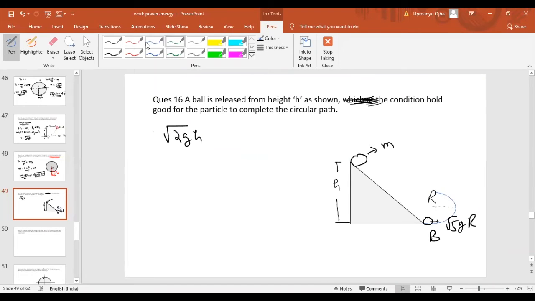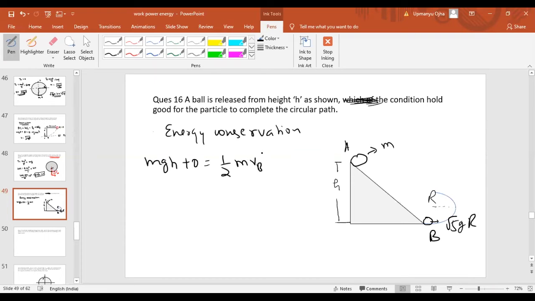Simply, we can conserve the energy. With energy conservation, the energy at point A should be equal to the energy at point B. Energy at point A will be mgh plus 0 equals half mvb square plus 0, if you take this as the reference point. So the velocity when it reaches the ground is root 2gh.